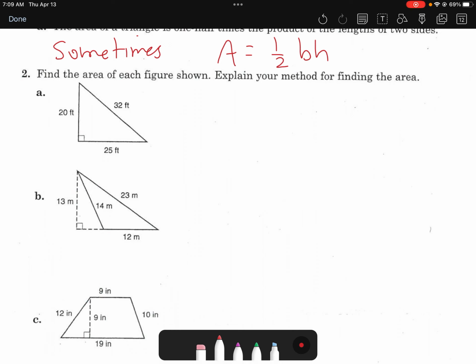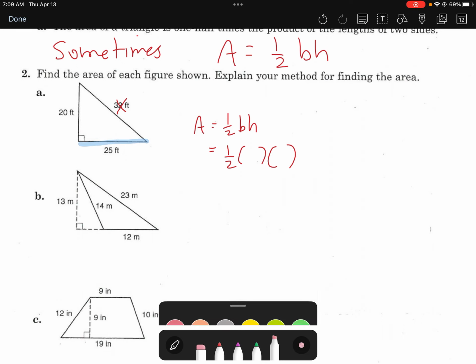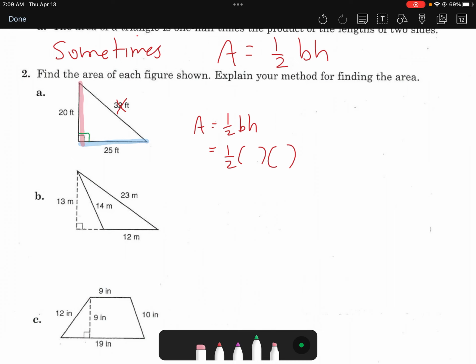Number 2, we're going to find the area of these shapes, and we're going to explain the method for finding the area. So make sure you identify what shape it is first. This is a triangle, so we're going to use that formula. Notice how they don't just give us 2 side lengths, they give us 3 this time. Remember, we want the base and the height to be multiplied together. So those are the 2 segments that make that right angle. We're not concerned with the 32.